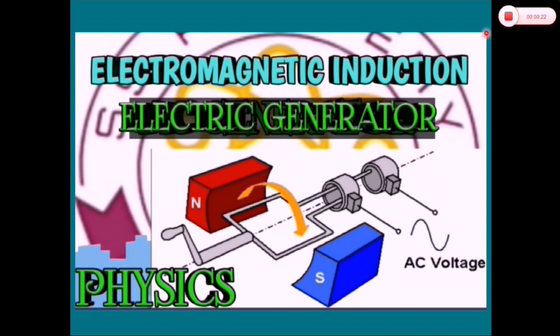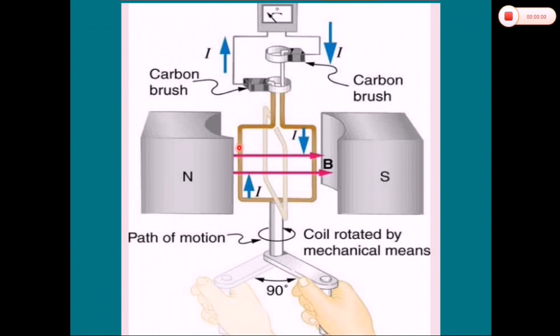This electric current is produced through electromagnetic induction, a phenomenon discovered by Michael Faraday more than 200 years ago. These devices are called electric generators. Today, we will consider and discuss the case when a rectangular coil rotates in a magnetic field. Now, consider a coil that rotates in a magnetic field.